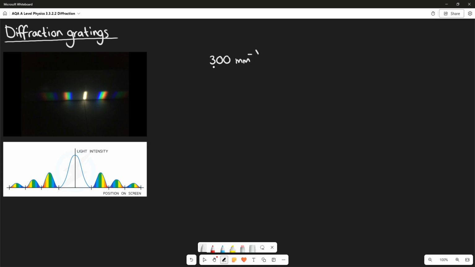If there are 300 per millimetre, that's 300 in 1 millimetre, then we can say 1 millimetre divided by 300 will give you the spacing between them.